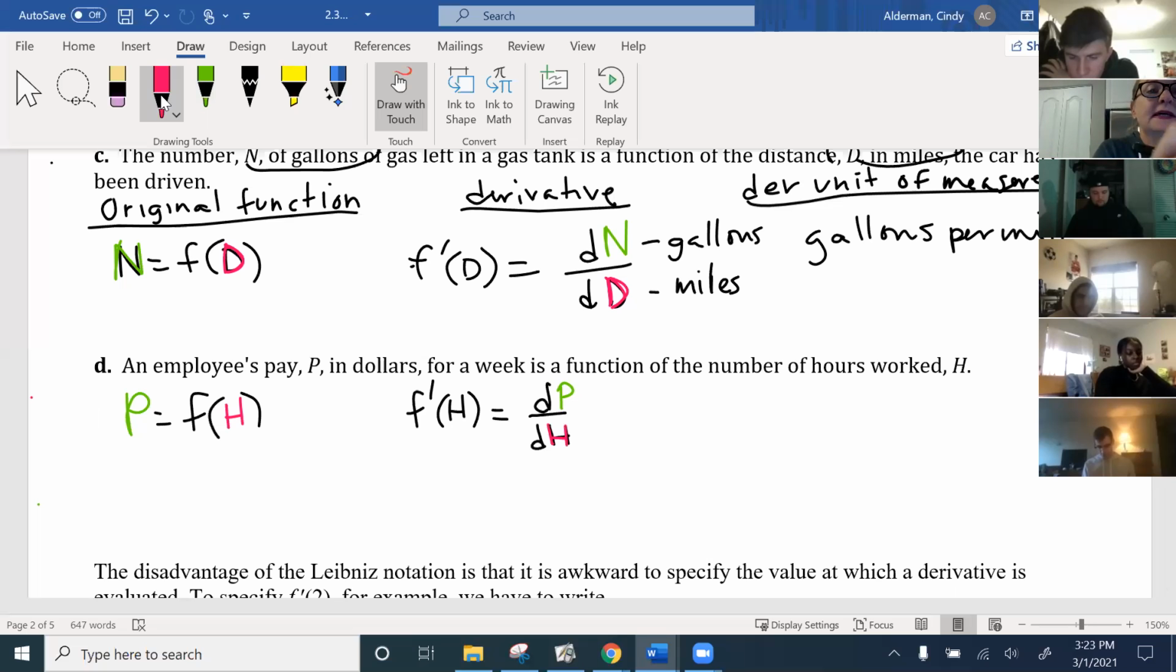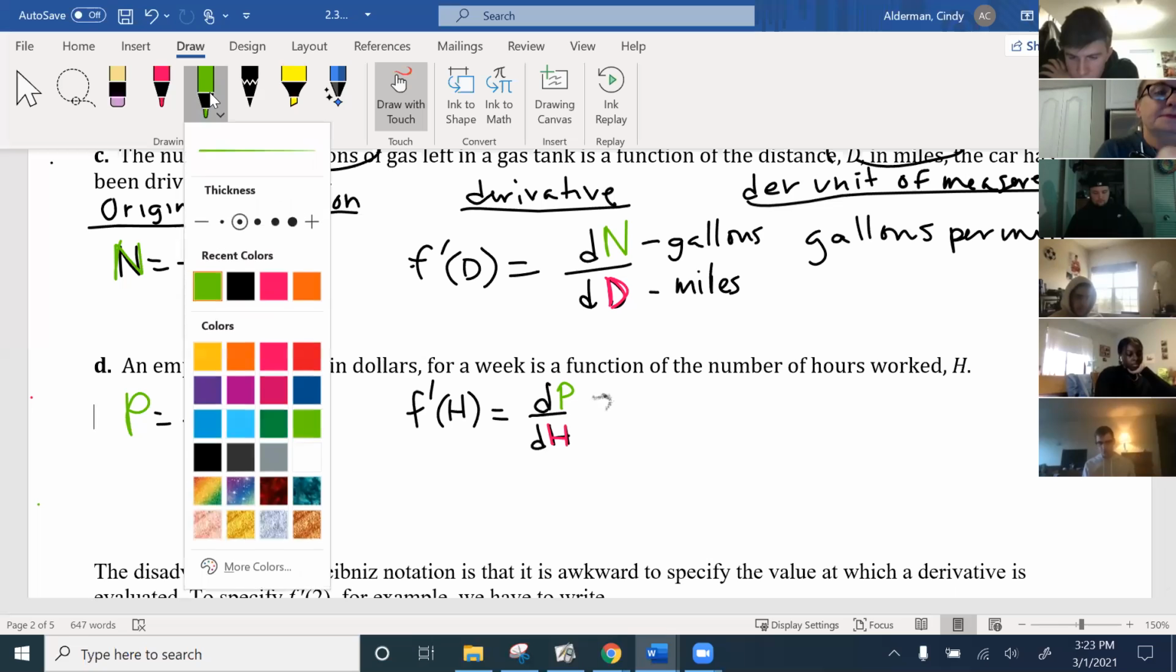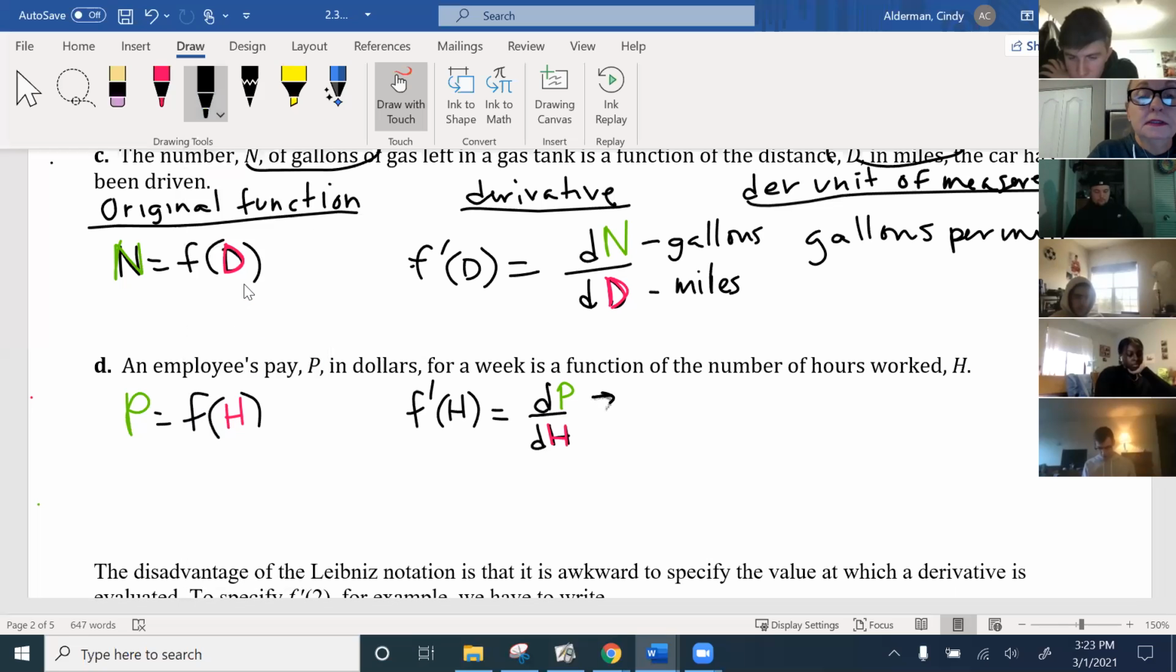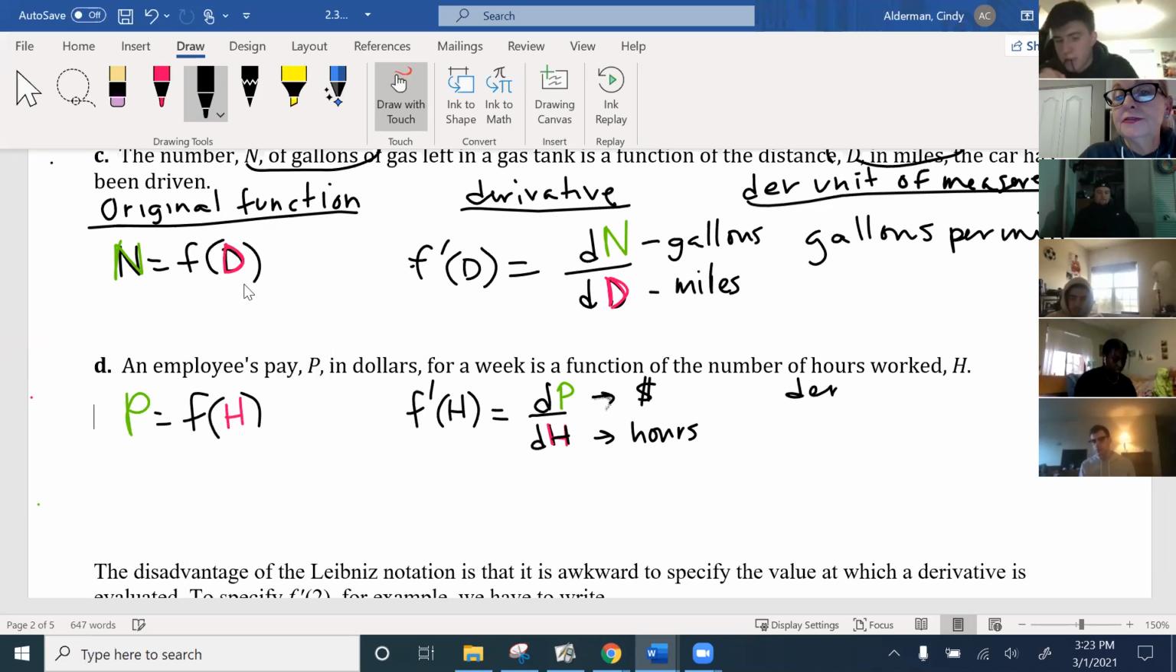All right, now let's look at, oops, I keep using that wrong pen. The top is in dollars, right? And the bottom is in hours. So the derivative unit of measure is going to be dollars per hour, right?